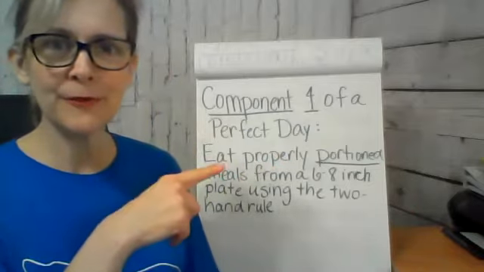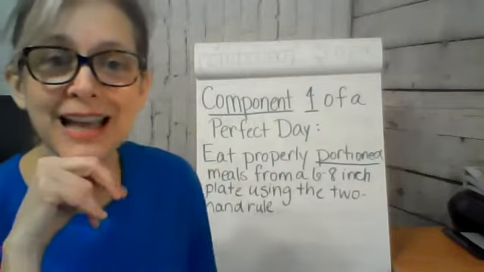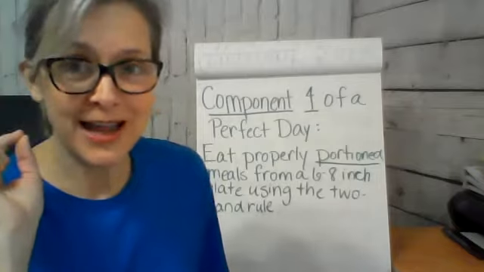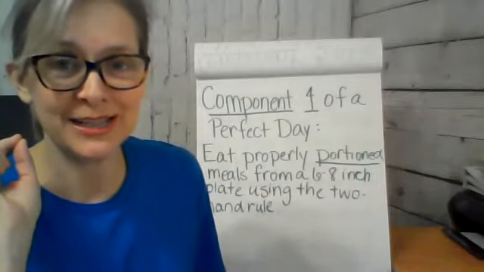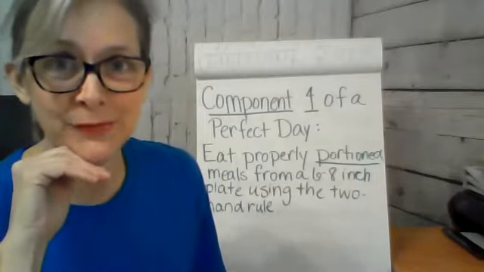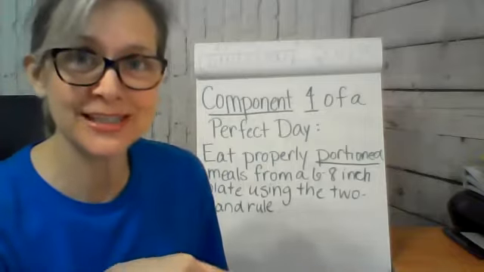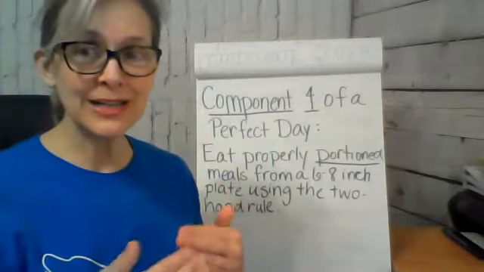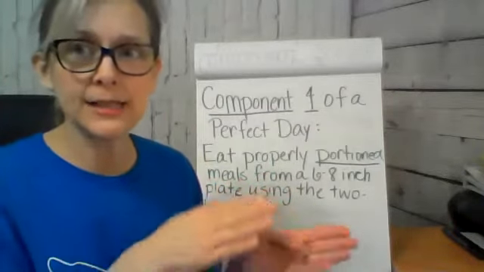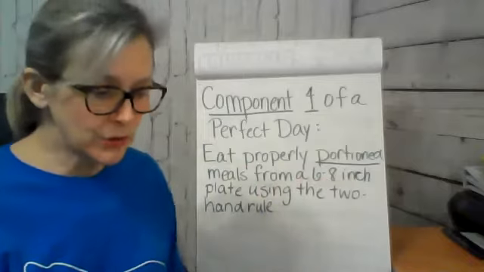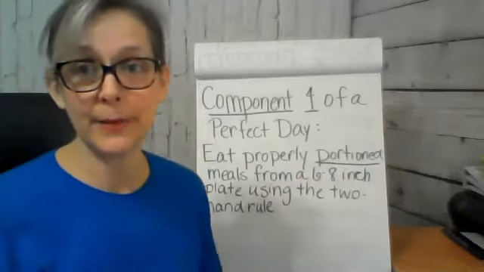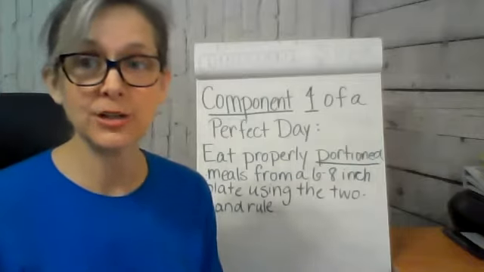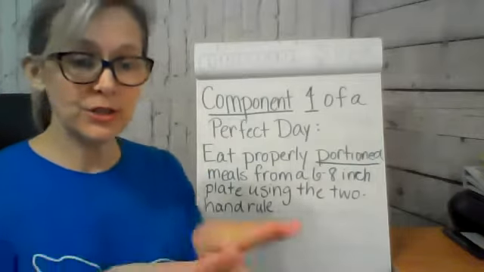Okay, so component number 4 is portion control. The reason that we portion control is because 1 pound of fat has 3,500 calories in it. In order to lose 1 pound of fat, we have to be in a calorie deficit of 3,500 calories. So in order to get in that calorie deficit, we have to eat less food, obviously. So if you're starting this program off and you're at 300 pounds and you want to be at 200 pounds, we have to start eating like a 200-pound person. So you just use your hands.